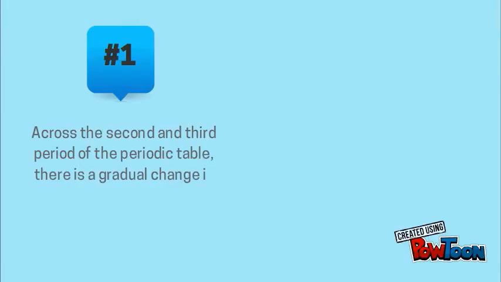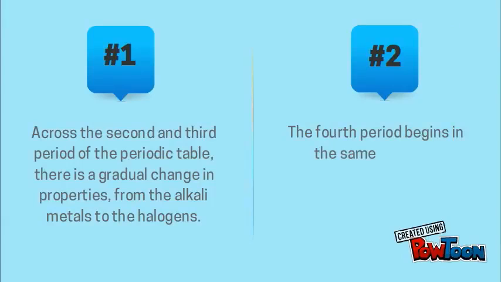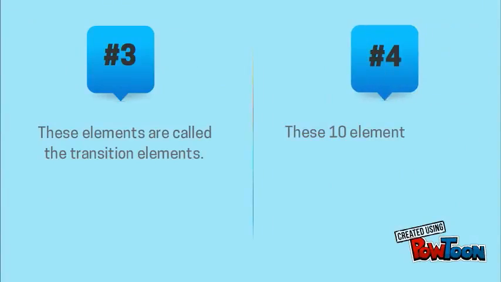Across the second and third period of the periodic table, there is a gradual change in properties, from the alkali metals to the halogens. The fourth period begins in the same way with potassium, K, and Ca. These elements are called the transition elements. These 10 elements from Sc to Zn form the first transition element series.